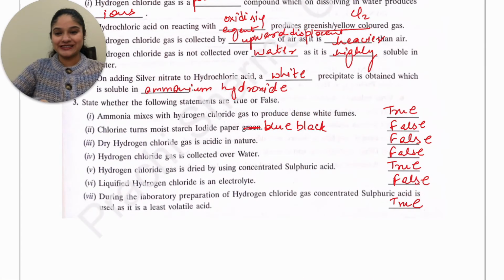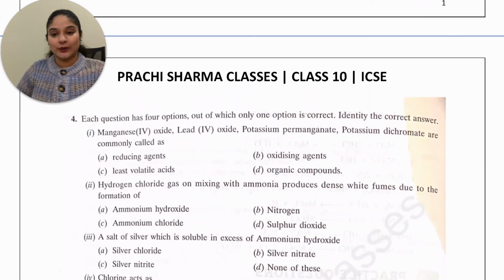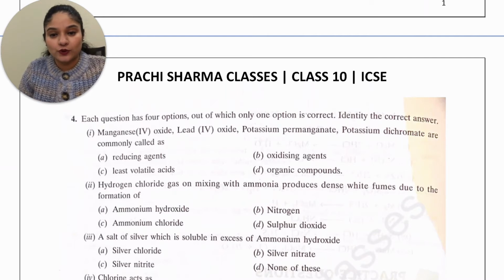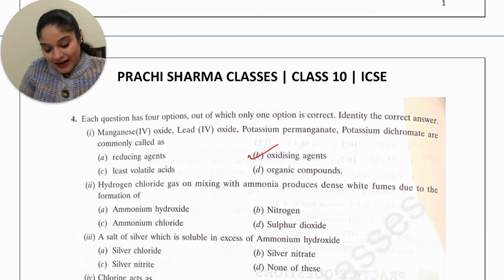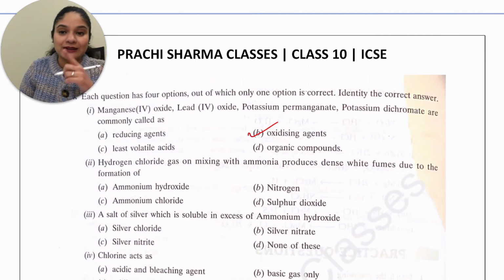Alright students, let's move on to question number 4. This is a multiple choice question. Each question has 4 options, out of which only one option is correct. Identify the correct answer. The first question: manganese oxide, lead oxide, potassium permanganate, potassium dichromate. These are oxidizing agents. Hydrogen chloride gas on mixing with ammonia produces dense white fumes.